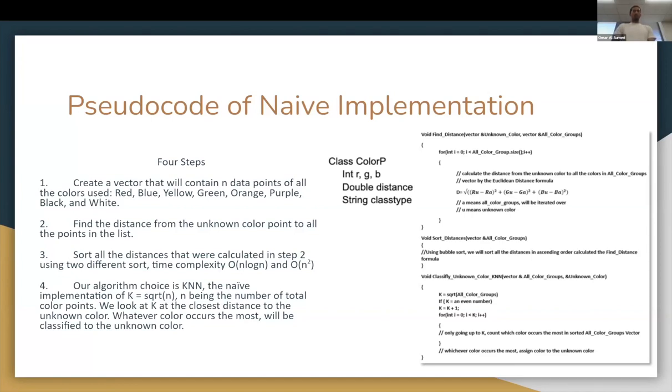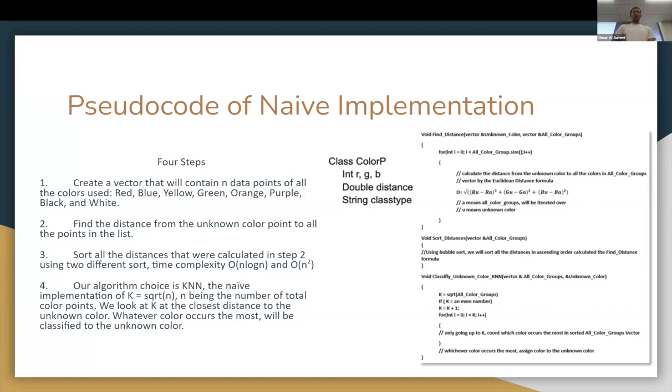The next step will be to find the distance from the unknown color point to all the other points in the list, using the distance formula shown in the right figure. Taking that list of distances, we will now sort them using 2 different sorting algorithms, one with a time complexity of big O of n log n, and the other having a time complexity of big O of n squared. Our reasoning for using 2 different sorting algorithms with 2 different time complexities is to show that no matter the time complexity of the sorting algorithm, the time complexity of KNN will still take a hit since we're using a comparison-based sort.